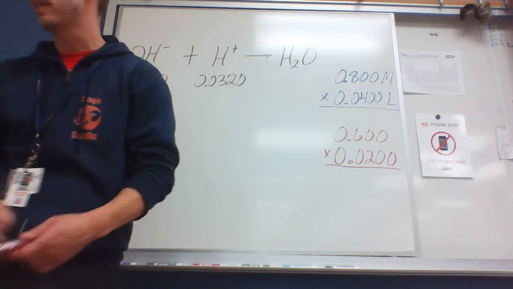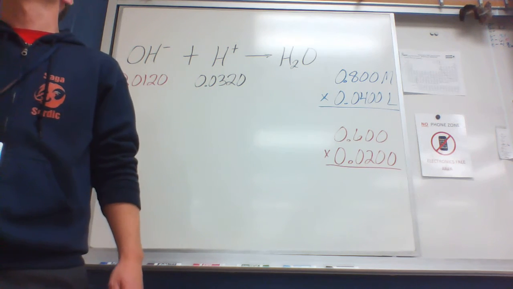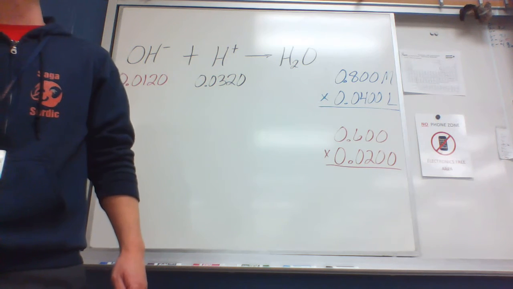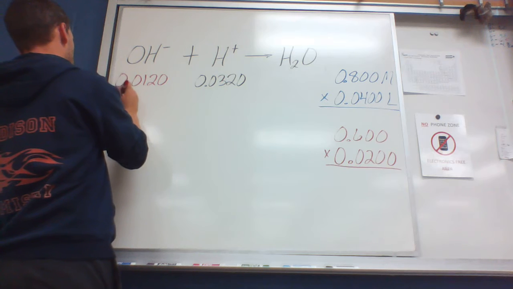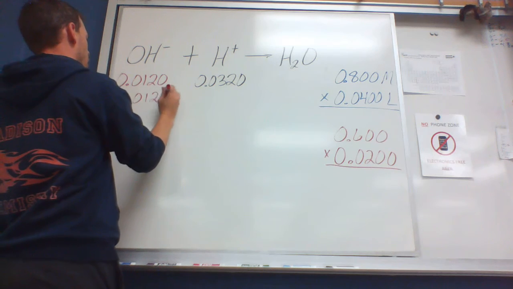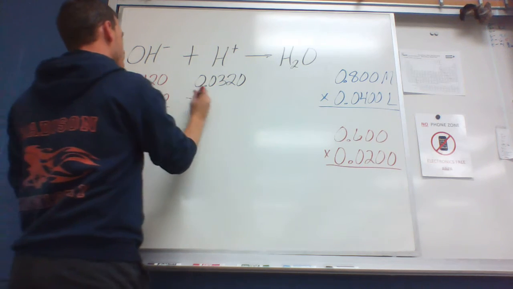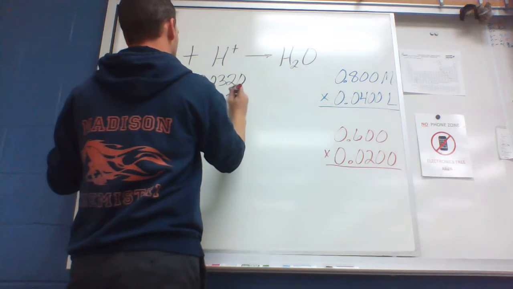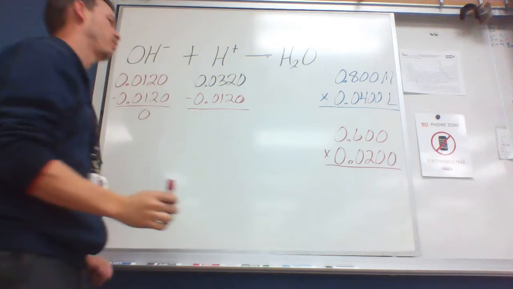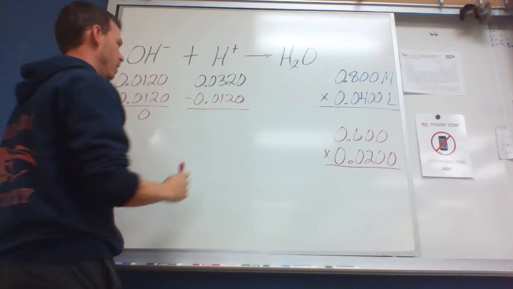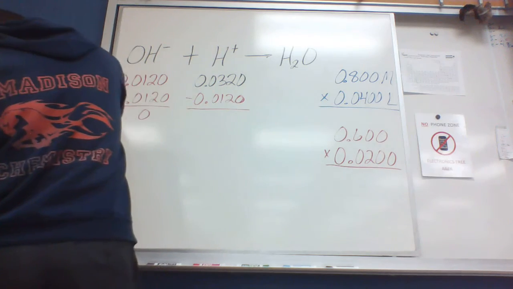This should feel just like the problems we've been doing. What do you do? You subtract the smaller number, it's the limiting reactant. So let's go minus 0.0120. Water's hanging out over there, but we know that it is inconsequential for any of this, so we're just going to ignore it. And we get 0.02 here.